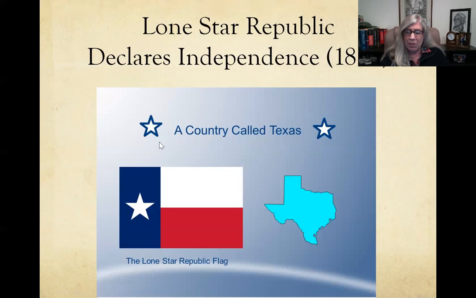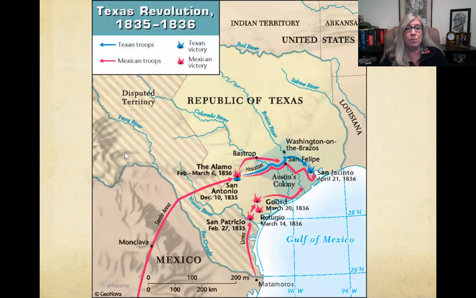Santa Anna's not happy about this, and he brings in a force to go up against the Americans in Texas and to bring Texas back in to Mexico. So they're going to fight their own war between Texas and Mexico. And so this Texas Revolution, we know that Santa Anna comes in here eventually and faces resistance at the Alamo.